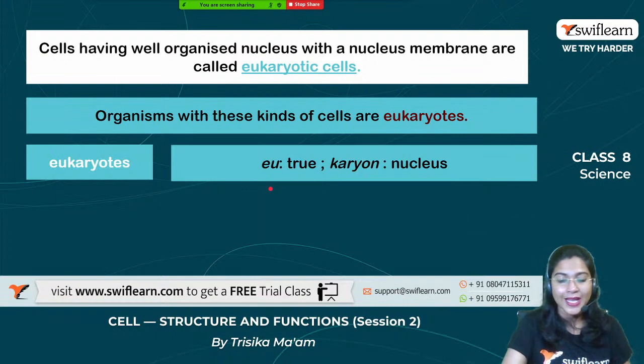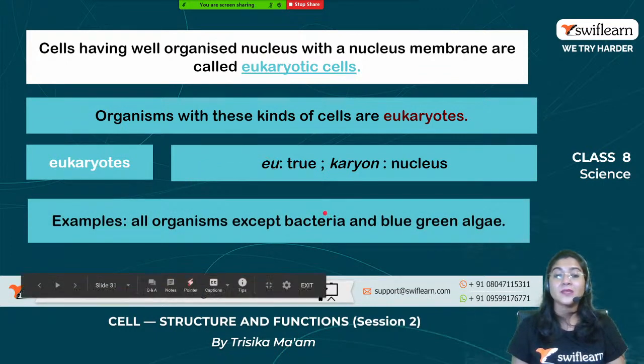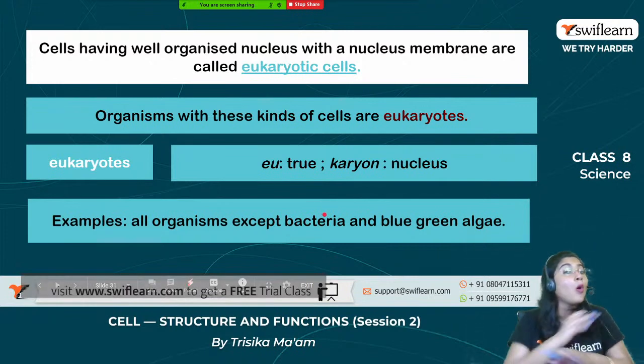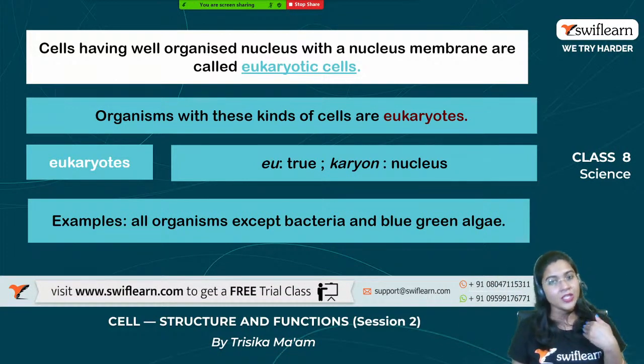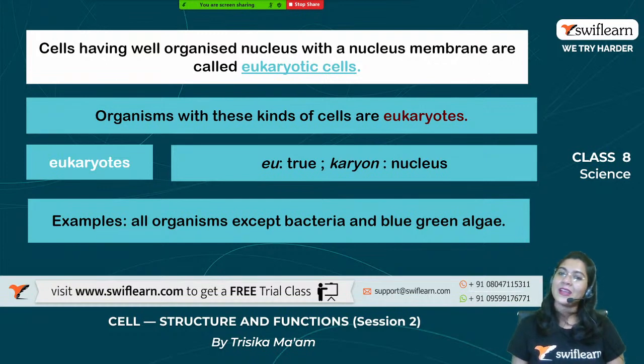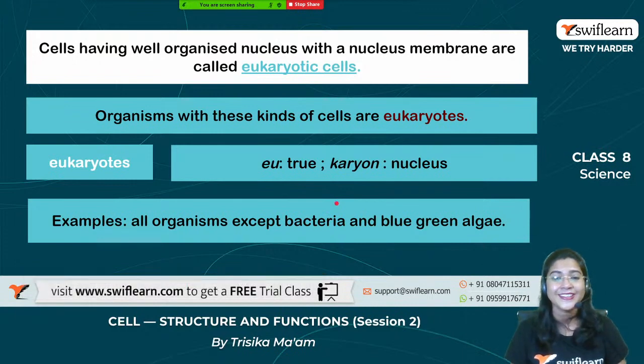Any question you can ask me? So all these organisms except bacteria and blue-green algae, all other organisms are having this type of cell, that is the eukaryotic cell, including human beings. Clear? If you have any doubt, you can ask me in the chat box. I'll clear all your doubts.